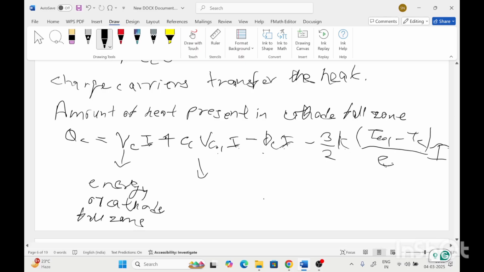The first term is the energy of the cathode fall zone, and this term is the heat transferred to the cathode by the arc column. This term is the work function, or the heat required to generate the electrons at the cathode, and this term is the heat required to increase the temperature of the generated electrons to the arc column temperature.